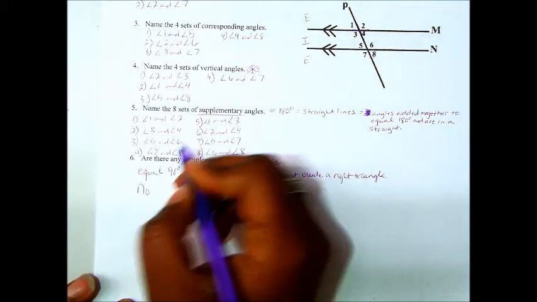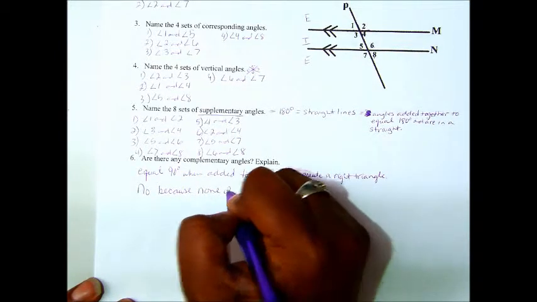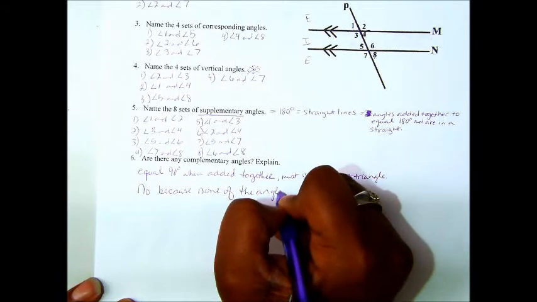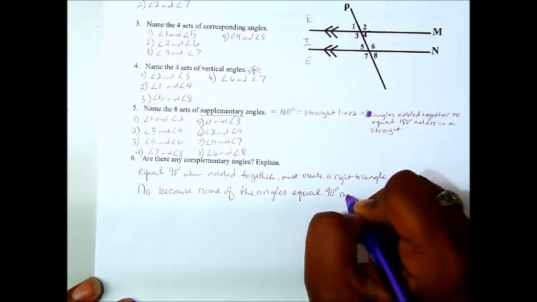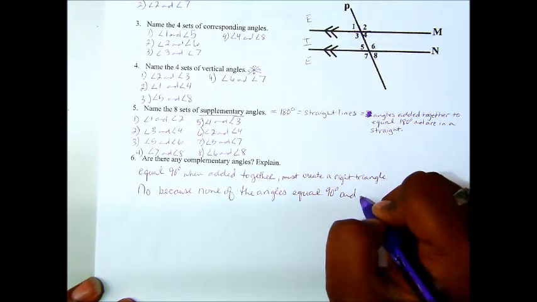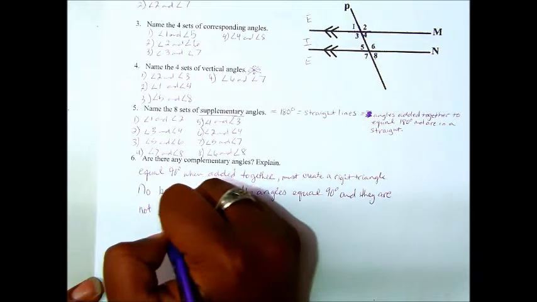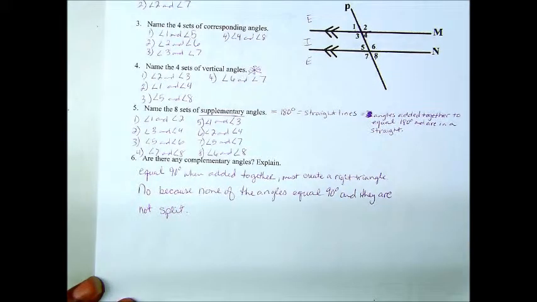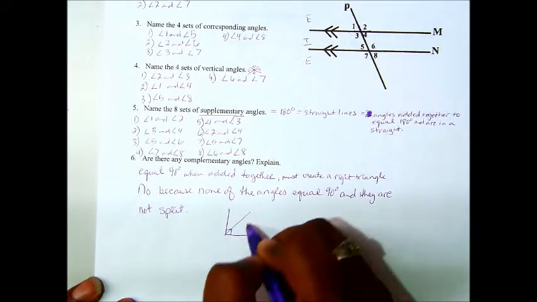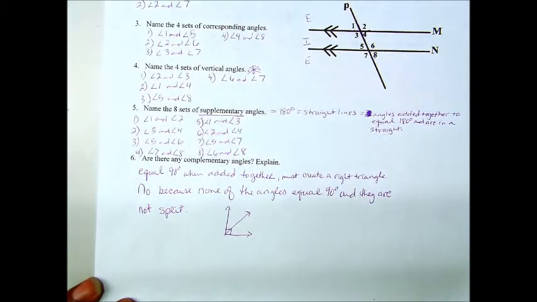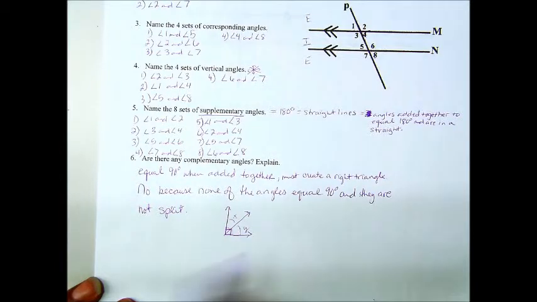So no, because none of the angles equal 90 degrees, and they are not split. Okay, so it has to be split. So it would look like this. Together it equals 90 degrees, but this equals something, and this equals something.